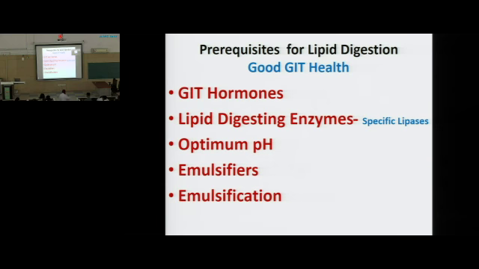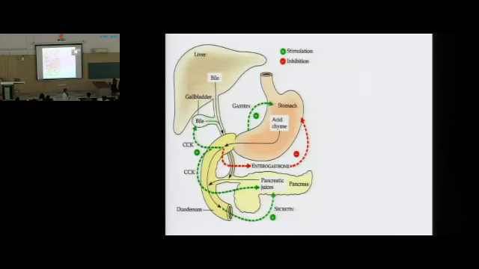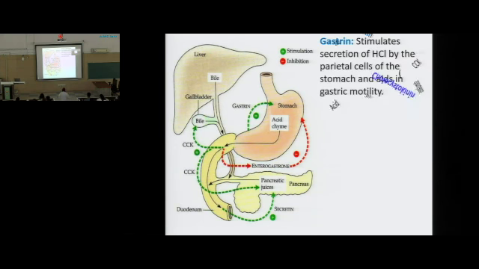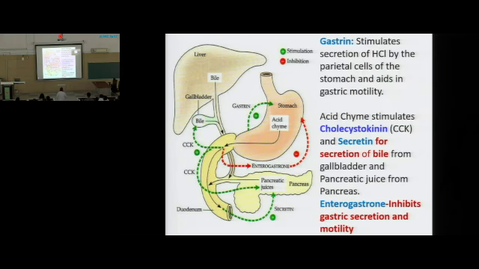Okay. So here the GIT hormones are very important, and they are helping in digestion. So let us understand. The hormone gastrin, secreted by the gastric mucosa, helps the secretion of HCl by the parietal cells. It helps the gastric mucosa to form, and it also produces gastric motility, and acid chyme is going to be produced. This acid chyme later stimulates the next two hormones, that is CCK, cholecystokinin, and secretin.